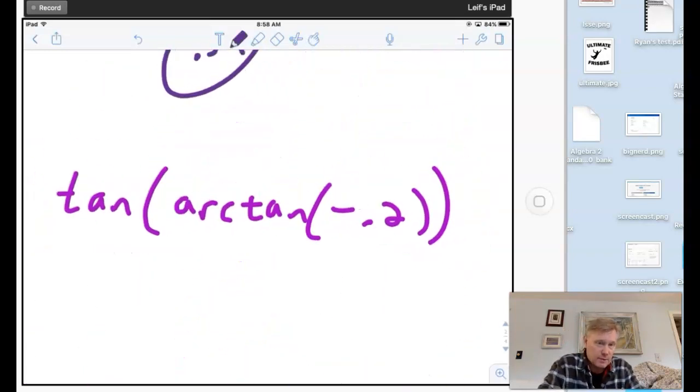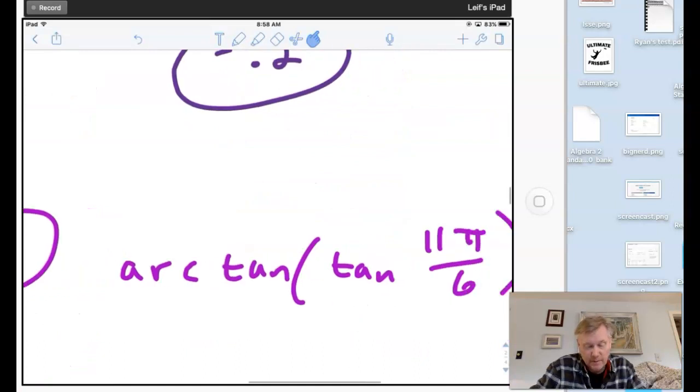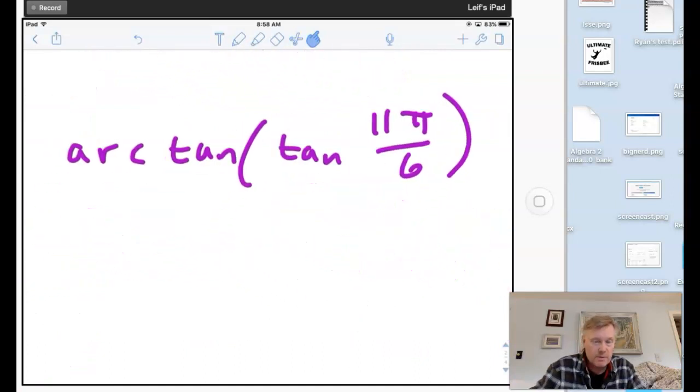If I take, since it's regular tangent first, arc tangent second, that means that my answer is going to be negative 0.2. Okay, now these get different when you have the arc tangent first, because you know you can change around the angle.